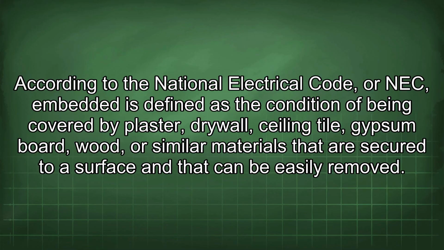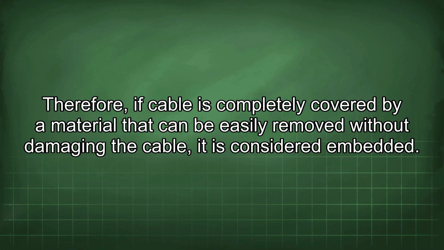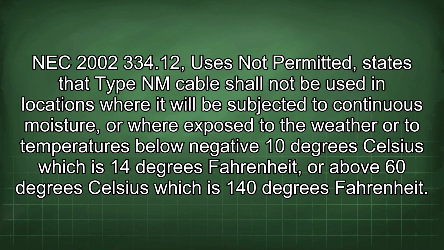According to the National Electrical Code, or NEC, embedded is defined as the condition of being covered by plaster, drywall, ceiling tile, gypsum board, wood, or similar materials that are secured to a surface and that can be easily removed. Therefore, if cable is completely covered by material that can be easily removed without damaging the cable, it is considered embedded.